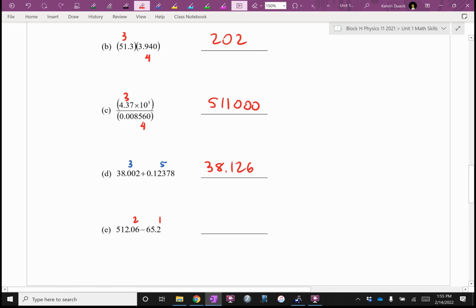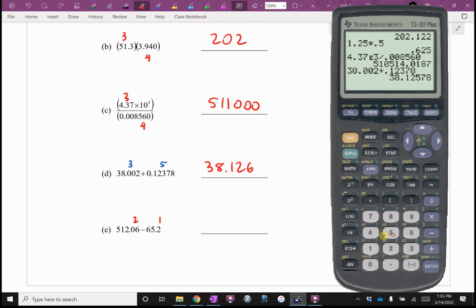I'm going to round to 1 decimal place. 512.06 minus 65.2. 1 decimal place, that 8's going to become a 9. 446.9.